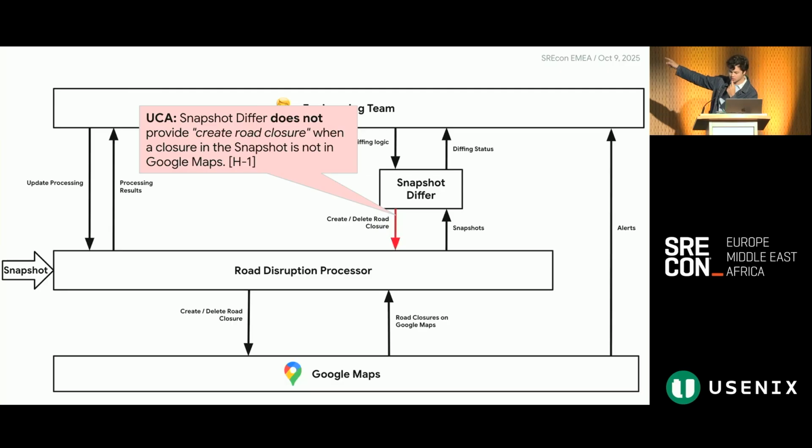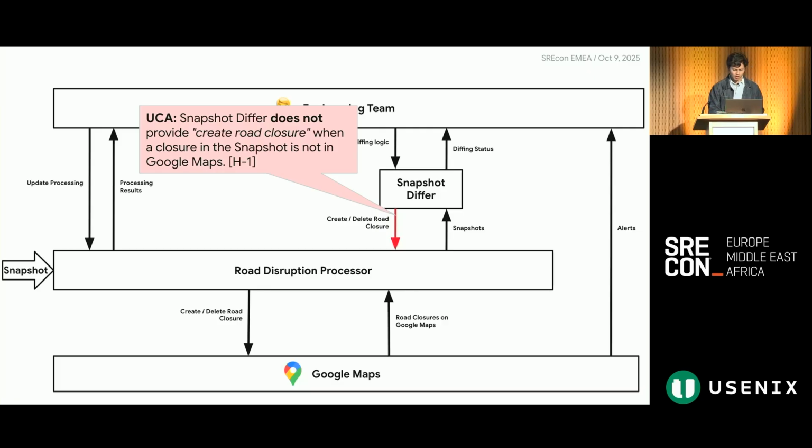Well, it receives third-party snapshots, but hold on. The UCA refers to the state of Google Maps, and the state of Google Maps is not at all provided as feedback to the differ. So how on earth does the differ know when Google Maps is out of sync with a snapshot?